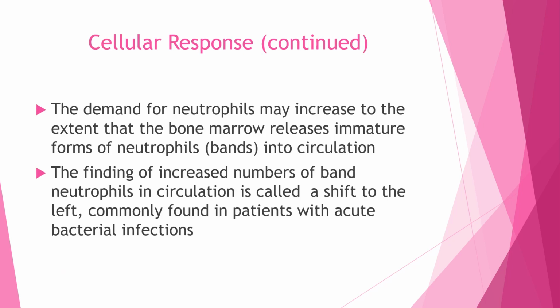So the demand for neutrophils may increase to the extent that the bone marrow will release immature forms of neutrophils, and these are called bands, into circulation, because again the body is working very, very hard to get to this injury and to help the injury to heal. The finding of increased numbers of band neutrophils in circulation is called a shift to the left. A shift to the left.